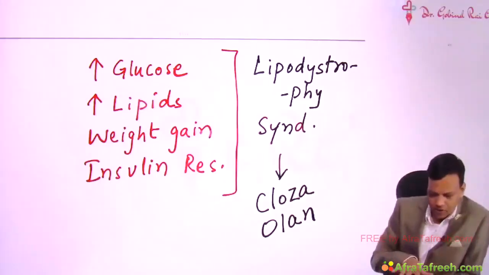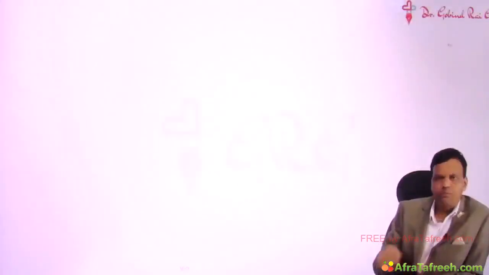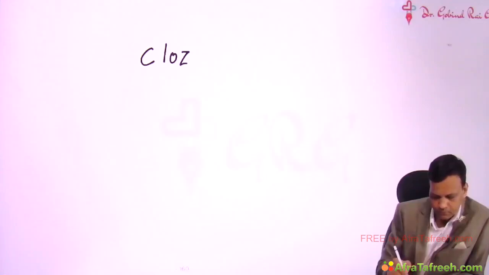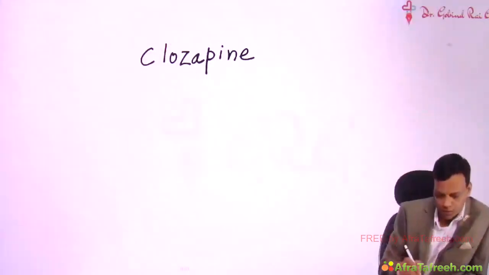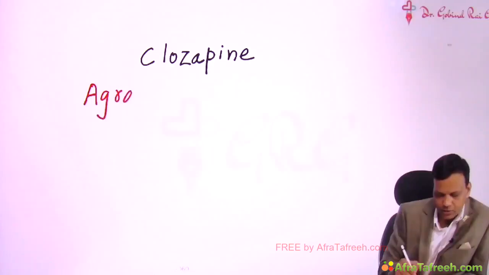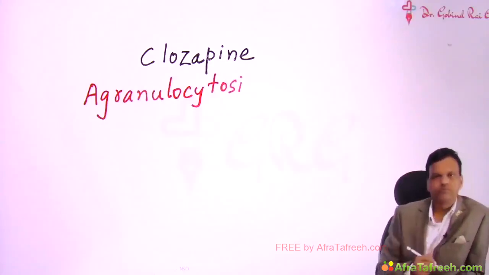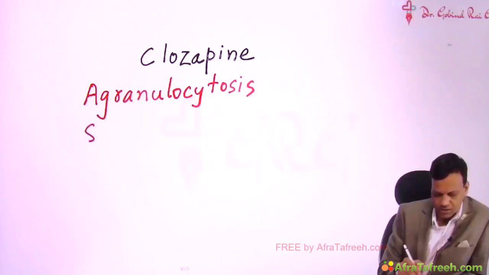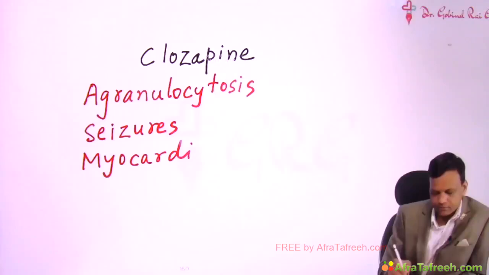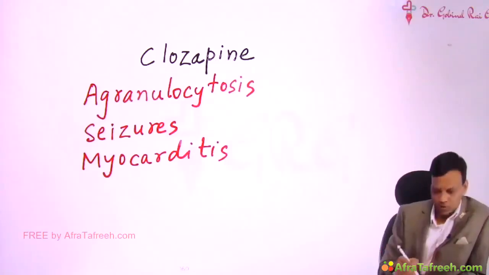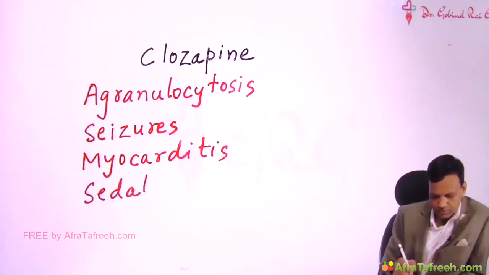Now, apart from lipodystrophy syndrome, clozapine has some more side effects which are very important to remember. The most important to remember, it can cause agranulocytosis. Clozapine can cause seizures, convulsions. It is also associated with myocarditis. Clozapine can also cause sedation.